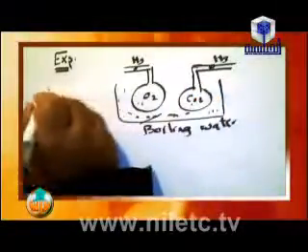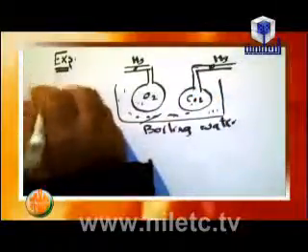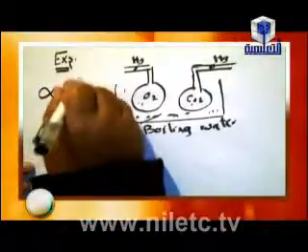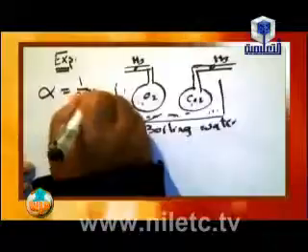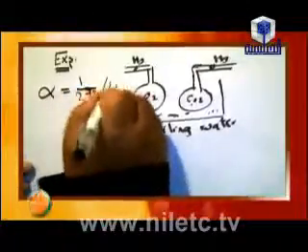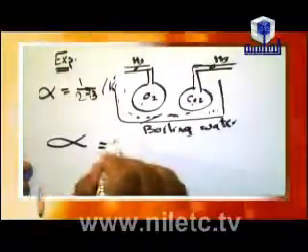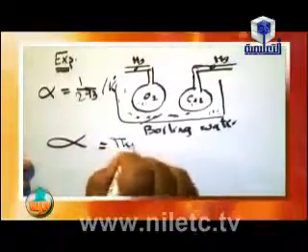Then we want to define the coefficient of volume expansion, which is alpha, equal to 1 over 273 per Kelvin. The coefficient of volume expansion is the increase in unit volume.